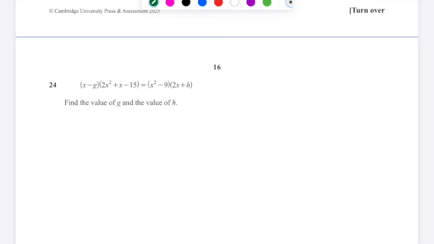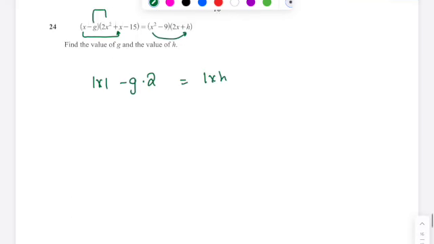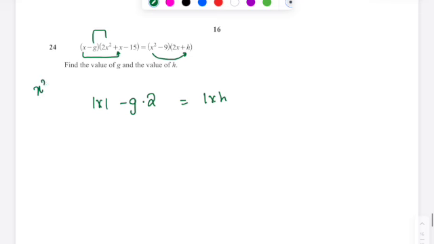How do I get the value of x square, x cube? How is the possibility of x square when x is multiplied with x? This is 1 times 1 and minus g is multiplied with 2. Similarly, how do I get x square over here? When only x square is 1 is multiplied with h. That is one of the ways to get the coefficient of x square. So 1 minus 2g equals h.